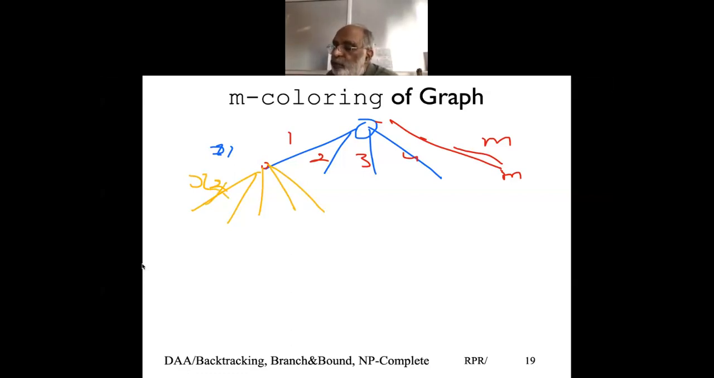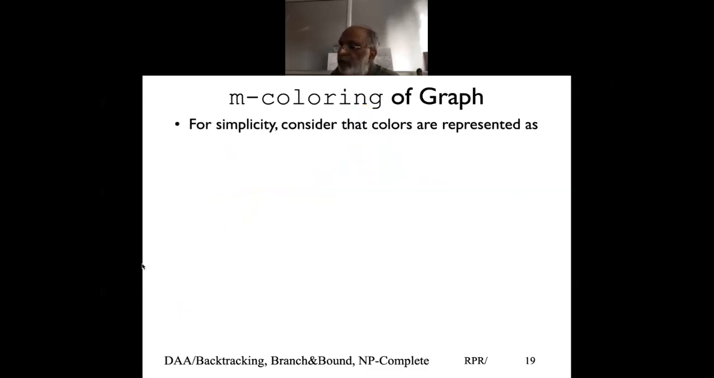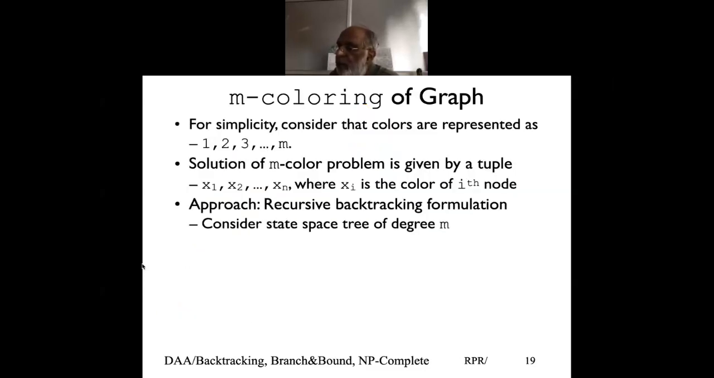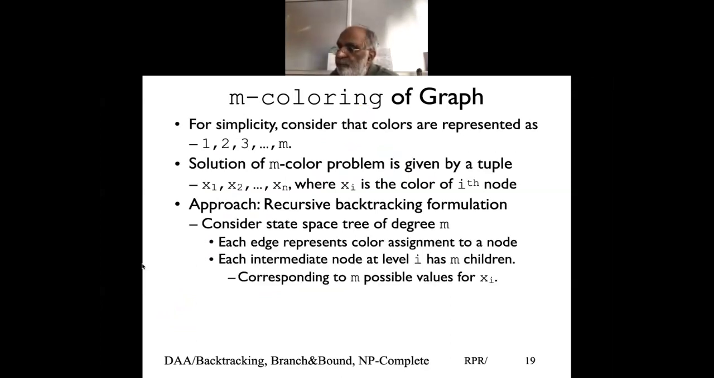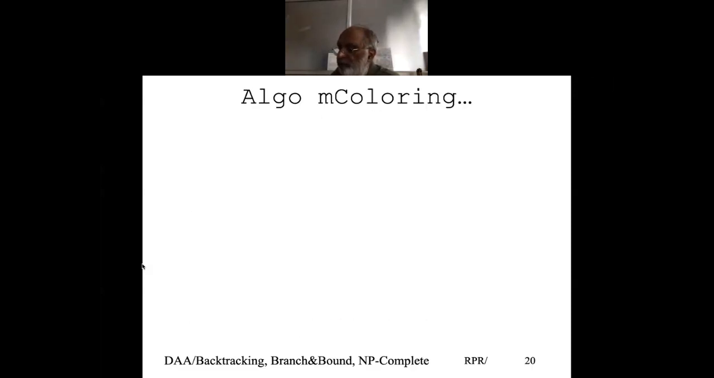So look at each node, I have m out degree, and because I have n states, my depth would be, starting from 0, 1, up to n plus 1. That's essentially what I'm saying. So if I build a state space for m coloring, I have an out degree of m. Each node would have m possible values for x. Tree height is n plus 1. That's what we are doing.